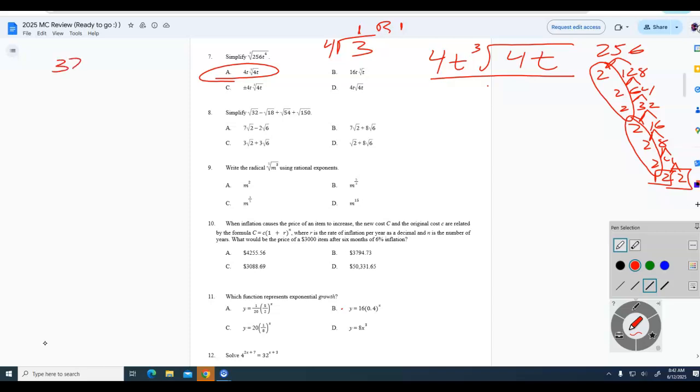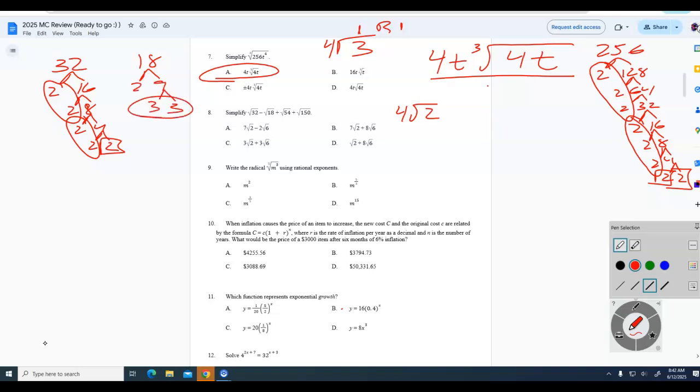32, I'm going to break down. 2 and 16, 2 and 8, 2 and 4, 2 and 2. Pair of 2's, and a 2 left over. So root 32 simplifies to 4 root 2. Root 18, 2 and 9, 3 and 3. We have a pair of 3's with a 2 left over. So it's minus 3 root 2.